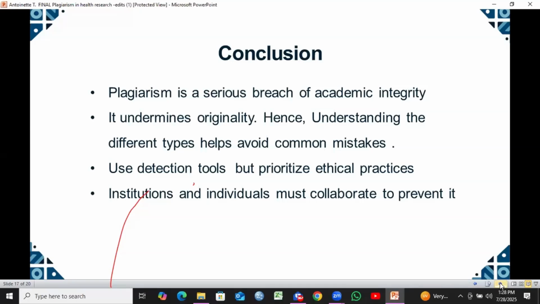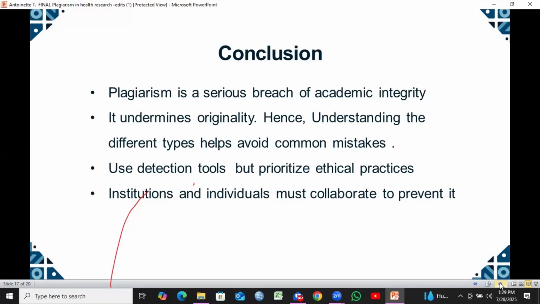Also, we use detection tools but prioritize ethical practices. While using plagiarism detection tools, you should always prioritize ethical practices, because if you prioritize these ethical practices, I think you're going to minimize plagiarism to a greater extent, which is really going to be good for the research community as a whole.